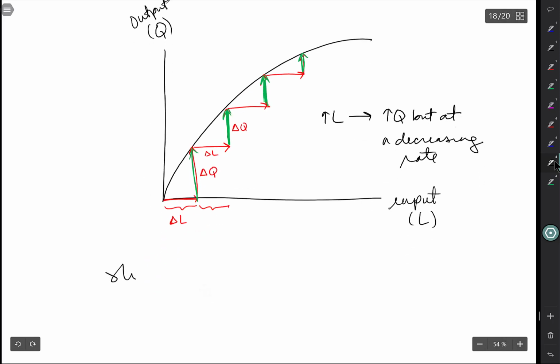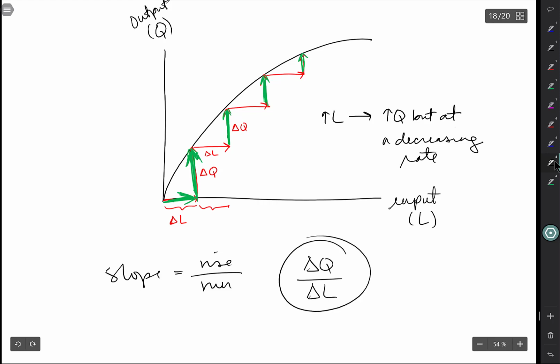And the slope of anything, as we know by now, is the rise over the run. You know that already. And in our case here, well, what's the rise? Our rise is delta Q. That's our rise, right? Here's our rise right there when we added that additional amount of labor. And here's our run right here, right? So delta Q over delta L.